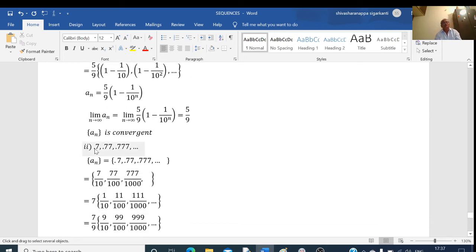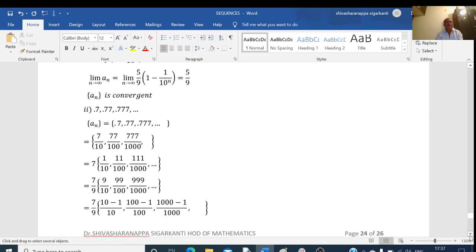Similarly, this similar example: 0.7, 0.77, 0.777. I will remove the decimal point and write this as 7 by 10, 77 by 100, 777 by 1000. Writing this 7 outside, I will write this as 1, this is 11, this is 111. Multiplying each term by 9 and dividing each term by 9, I will write the divide by 9 outside. Then this will become 9, 99, 999. Again writing 9 as 10 minus 1, 99 as 100 minus 1, 999 as 1000 minus 1, and so on.